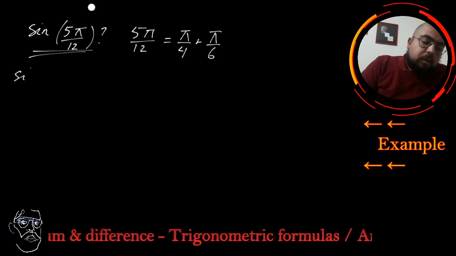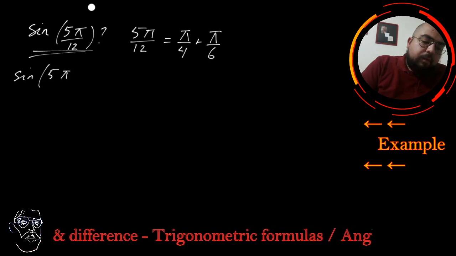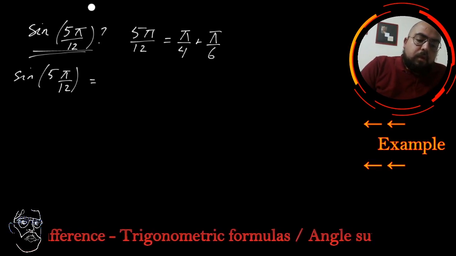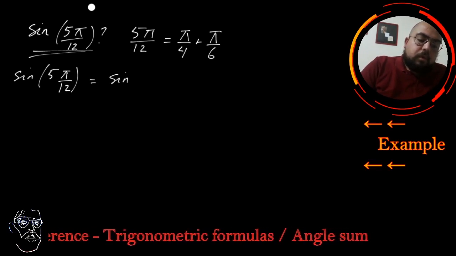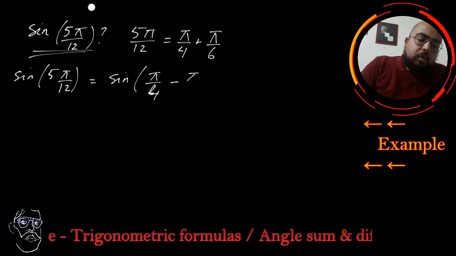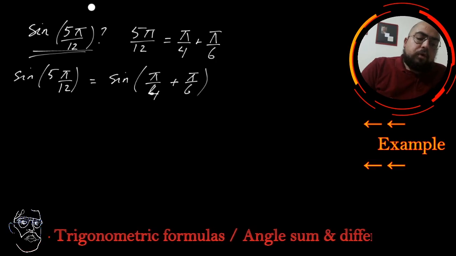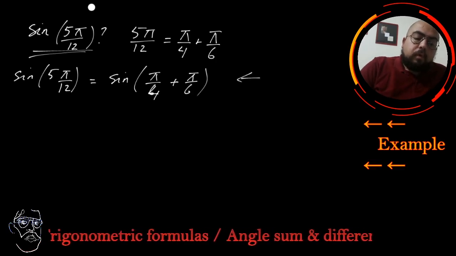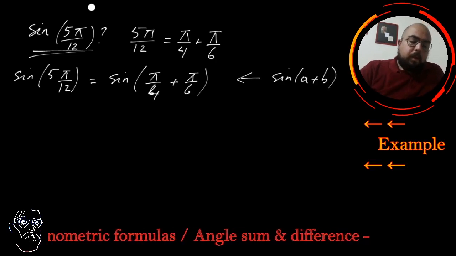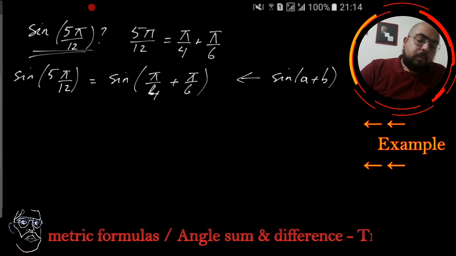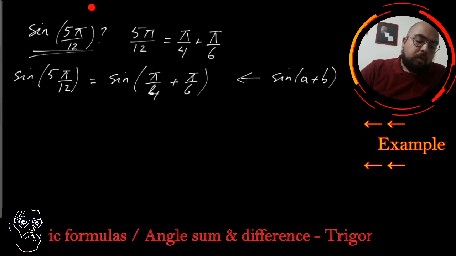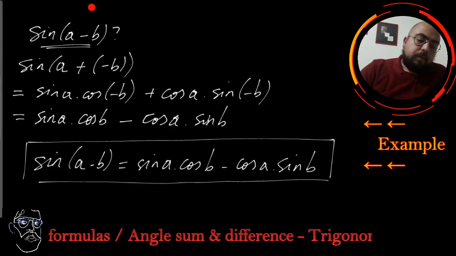So sine of 5 pi over 12 is equal to sine of pi over 4 plus pi over 6. So you will be using the formula of sine of A plus B. I'm going to remind you about the formula in case you forgot about it. I can go back. So sine of A plus B is here.